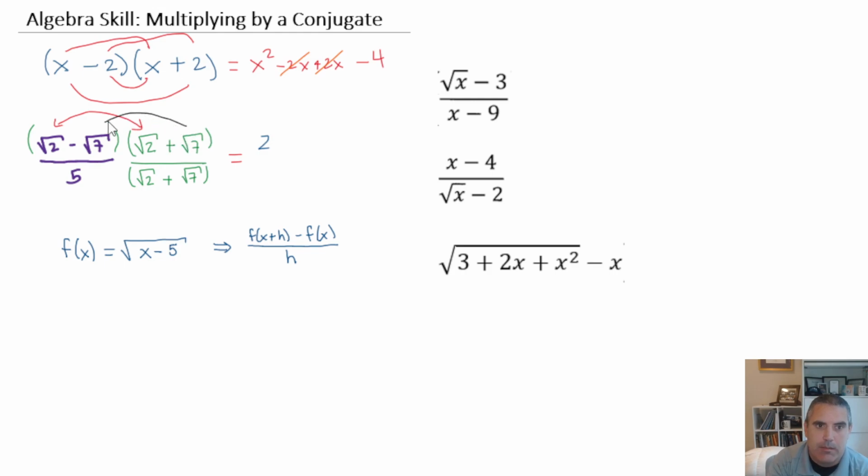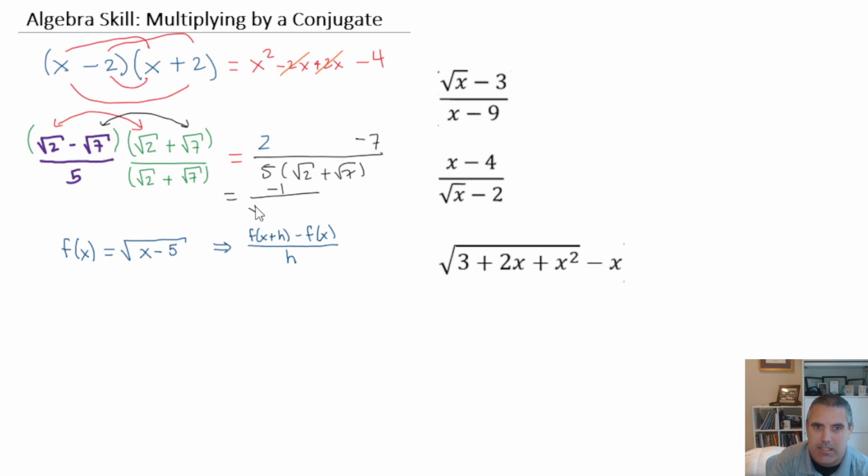Similarly, this times this is going to be 7. But then you say, well, what about the middle terms? That's not going to be nice. They're going to cancel. And so you're just going to be left with 5 times the square root of 2 plus the square root of 7. And so you're going to be left with a negative 5 on top. It's negative 5 over 5, so negative 1.